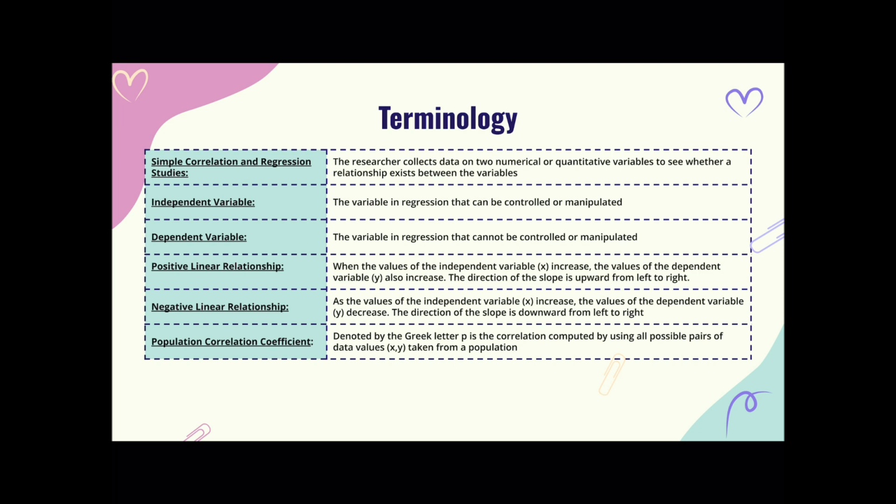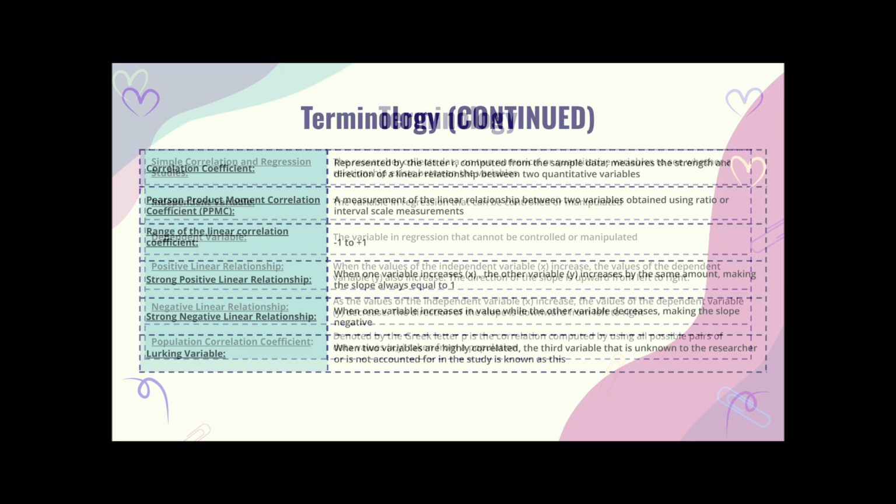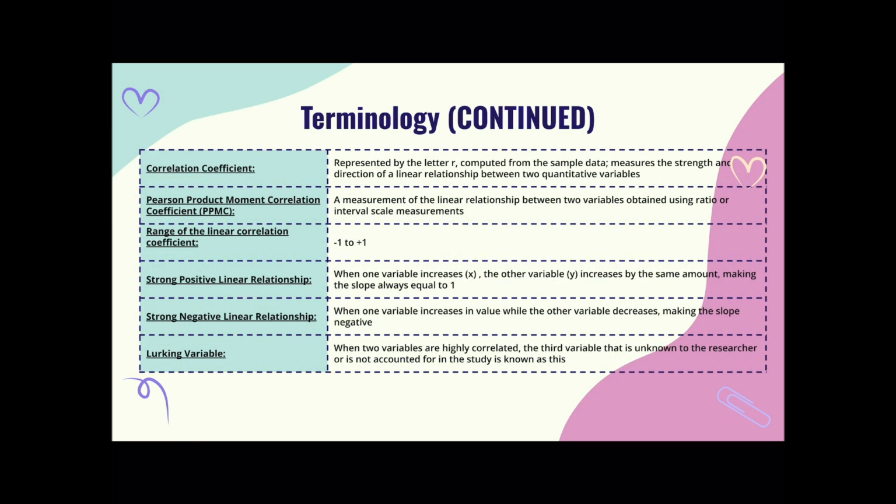The variable in regression that can be controlled or manipulated is the independent, and the variable that cannot be controlled or manipulated is the dependent. Some other important terminology include the correlation coefficient, represented by the letter r, computed from the sample data. It measures the strength and direction of a linear relationship between two quantitative variables.